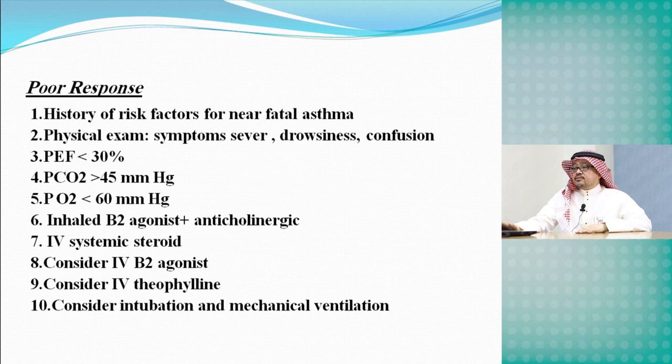If there is no improvement and a poor response, we should focus again on the history of risk factors for near-fatal asthma, and examine the patient looking for signs of severity, drowsiness, and confusion. If the peak expiratory flow is less than 30%, oxygen saturation less than 60%, and carbon dioxide more than 45 millimeters of mercury, we should start the inhaled beta agonist with the anticholinergic. IV systemic steroid should be started, and we should consider IV beta agonist, IV theophylline, and intubation and mechanical ventilation if not improving.